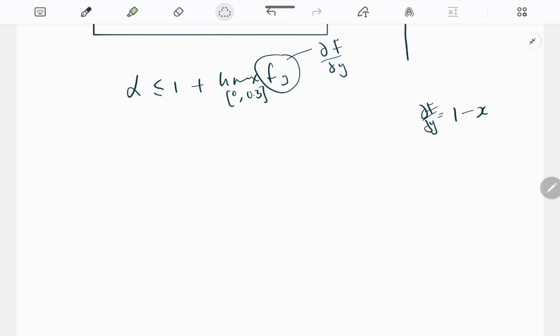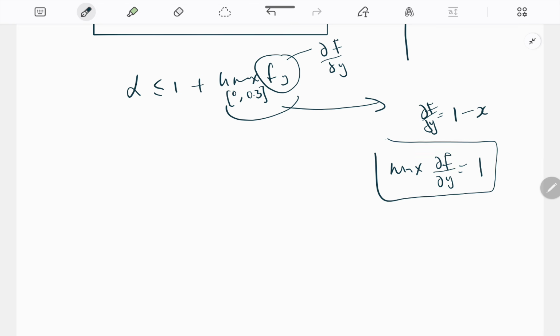Now we know this, and we're trying to find the max of this function in this domain. It's easy because all these terms are being subtracted from 1. So actually the max of df/dy has to be 1, because they are all being subtracted from 1. This means they are all getting less as time goes on. So now we can find alpha equals 1 plus h, we did say 0.1, and this max we just said is 1, so alpha is equal to 1.1.